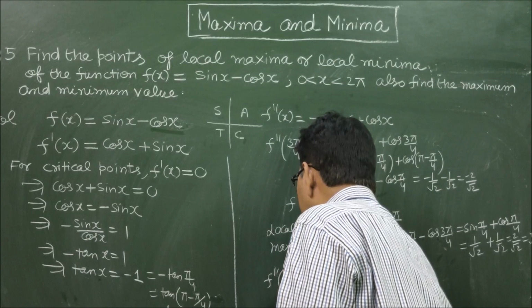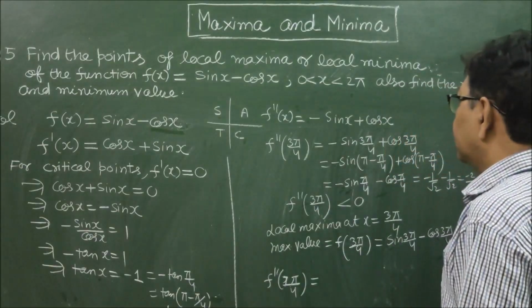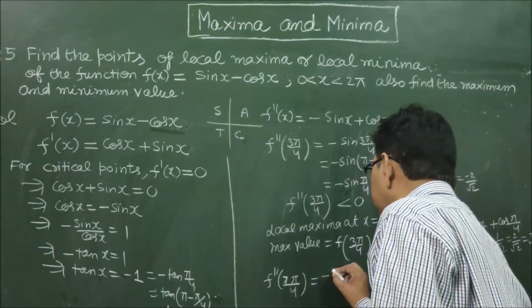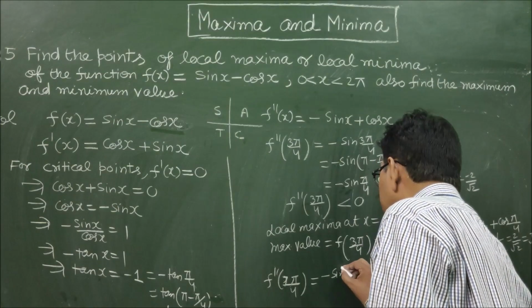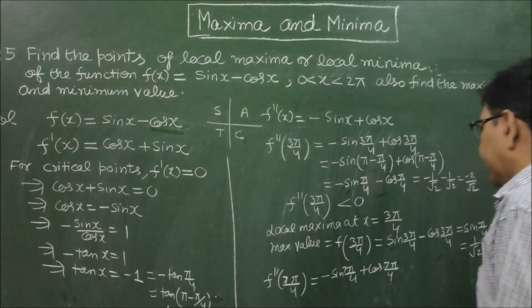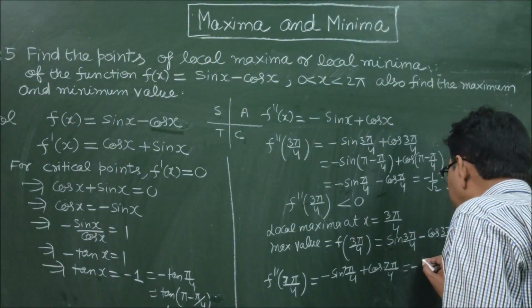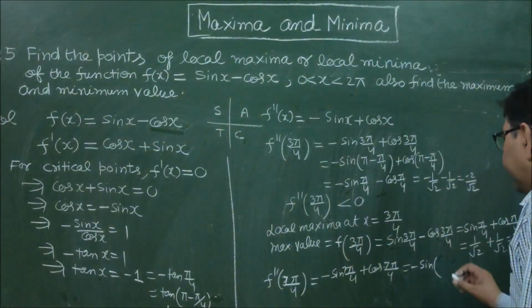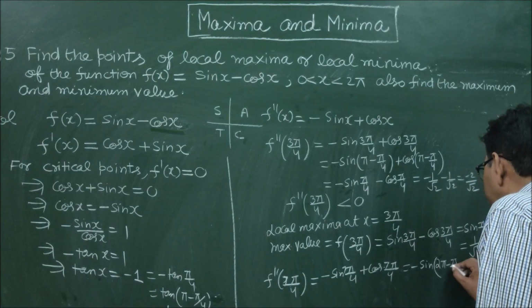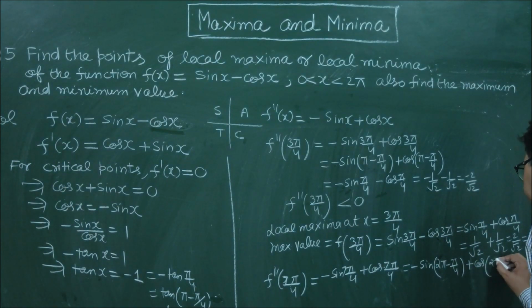f double dash of 7π/4 is equal to minus sin 7π/4 plus cos 7π/4. The value of sin 7π/4 is equal to minus sin(2π minus π/4), and the value of cos 7π/4 is equal to cos(2π minus π/4), because 8π minus π is 7π/4.